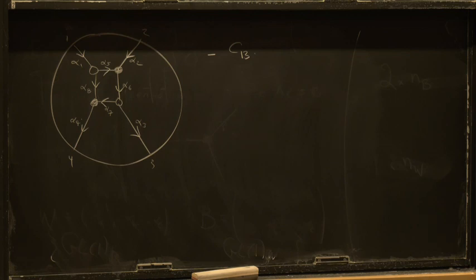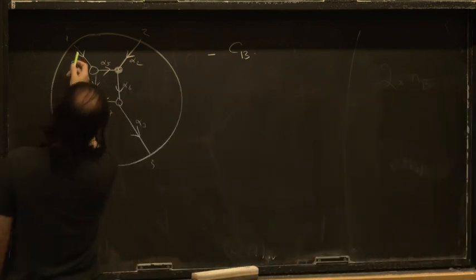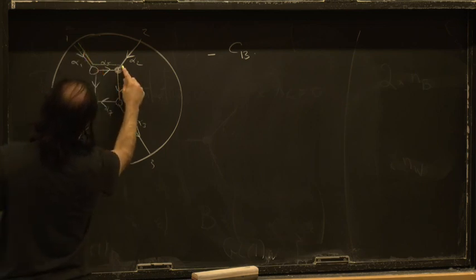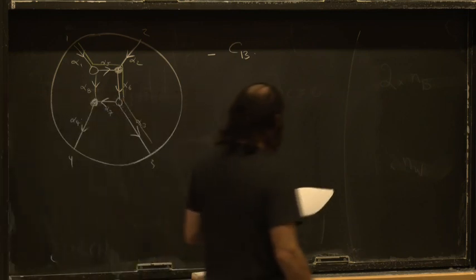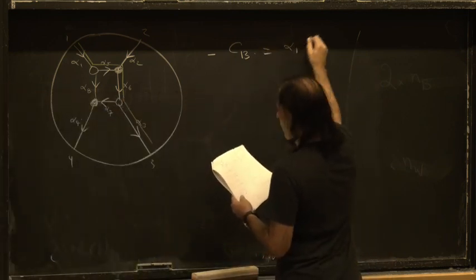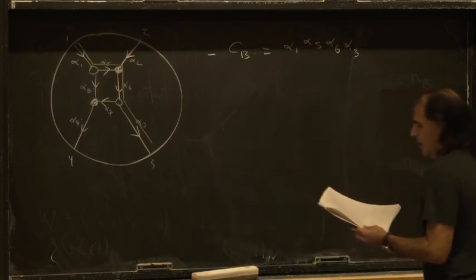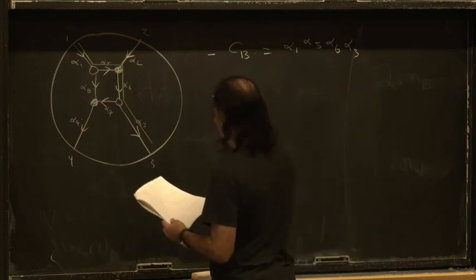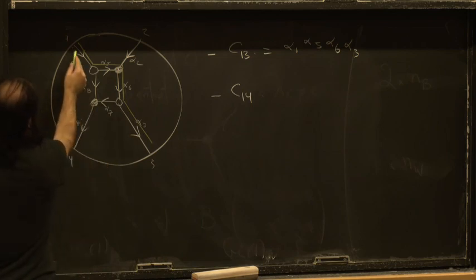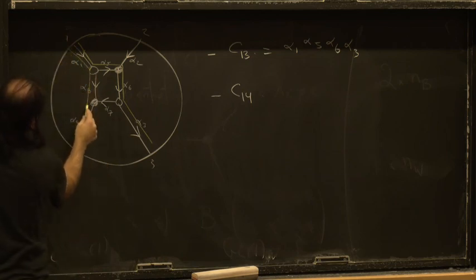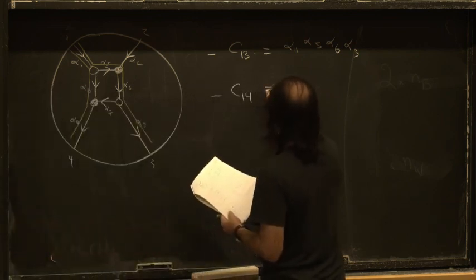So here I can go from 1 to 3. For instance, there's only one way to go from 1 to 3. I can go from here, there, there, there. So negative C13 would be alpha 1, alpha 5, alpha 6, alpha 3. So let's look at C14. C14 is a little more interesting because one way I can go from 1 to 4 is like this. So one contribution is alpha 1, alpha 8, alpha 4.